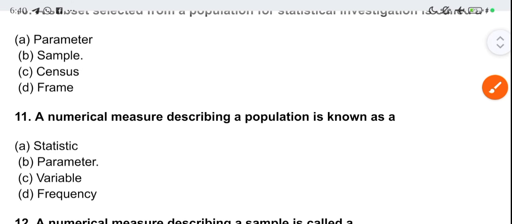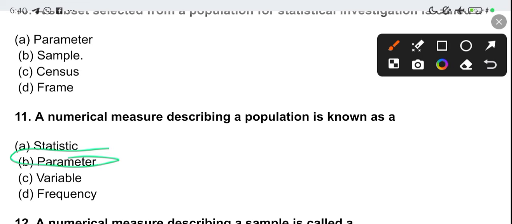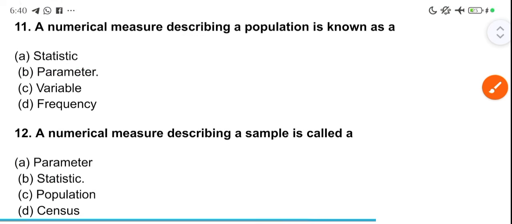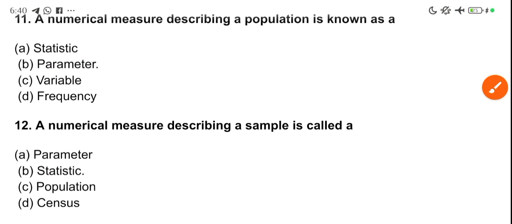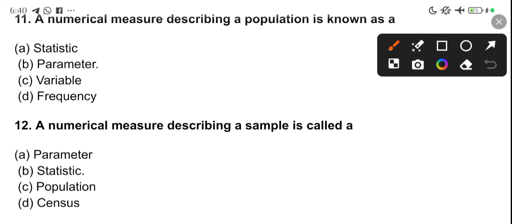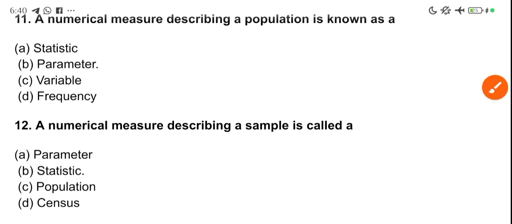Right, moving on. A numerical measure describing a population is known as a parameter. Parameter is a numerical measure describing a population. A numerical measure describing a sample is called a statistic. So when you describe a population, it is a parameter; when you describe a sample, it is a statistic. Just take note of that.